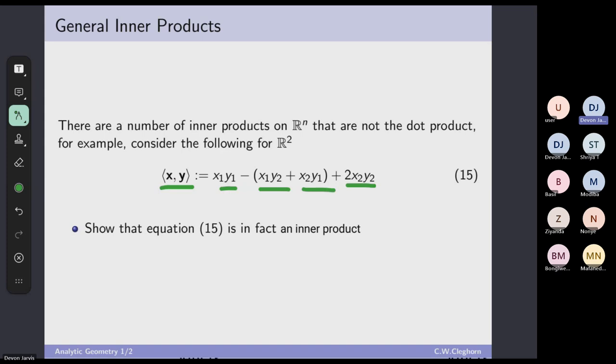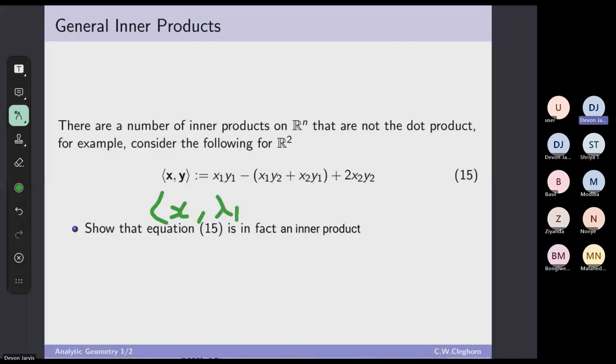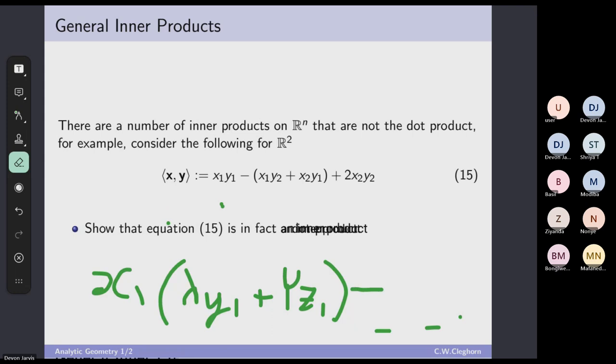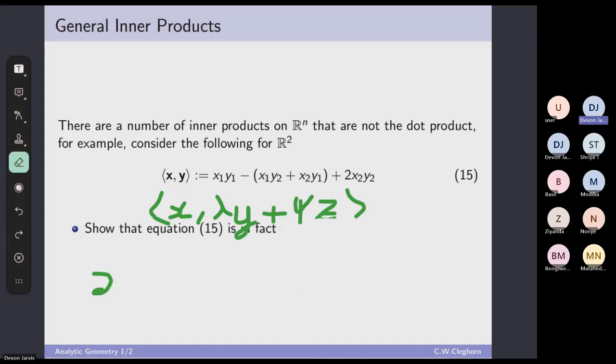If you substitute in something like this, where it was x, and then you had lambda y plus phi z, and you put it into this constraint, what you would end up getting is x1 times lambda y1 plus phi z1 minus and so on, right? I'm not going to write the whole thing out. All you would do is take whatever this y1 was here, and substitute in y1 and z1 there. Then you'd FOIL it out and you could actually show that it can distribute properly. So firstly, you can then show bilinearity.